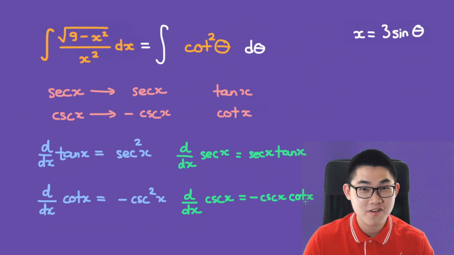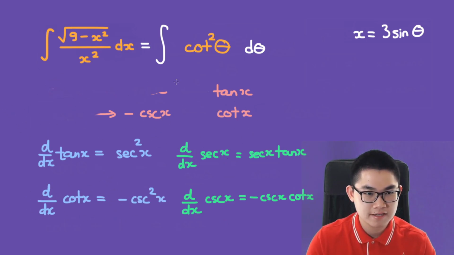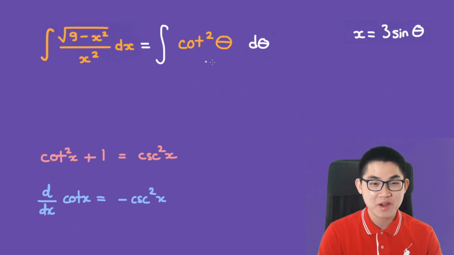So this is a very neat trick. And don't worry, you will see why we need this in a second. Let's go ahead and erase everything except for this part. There's actually no direct way to solve the integral of cotangent to the power of 2, but there is an indirect way.